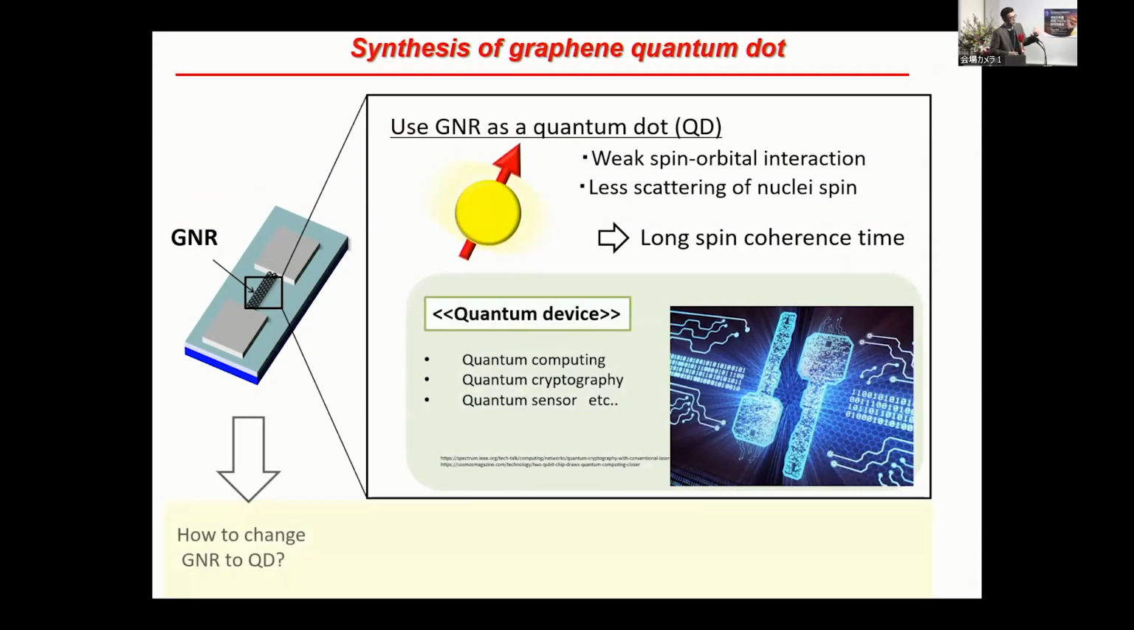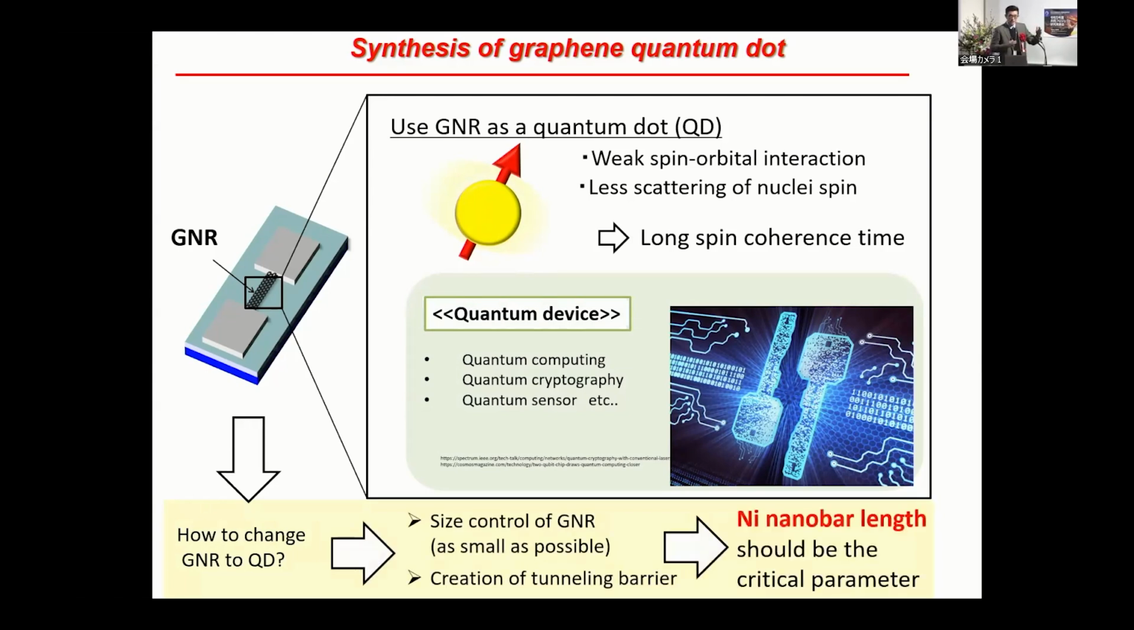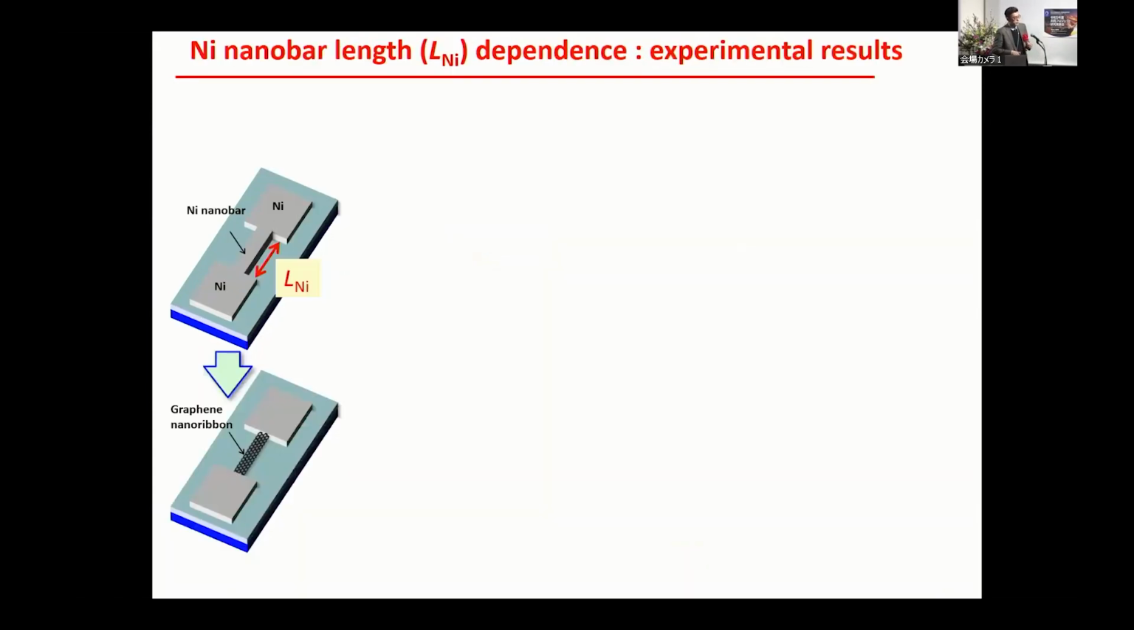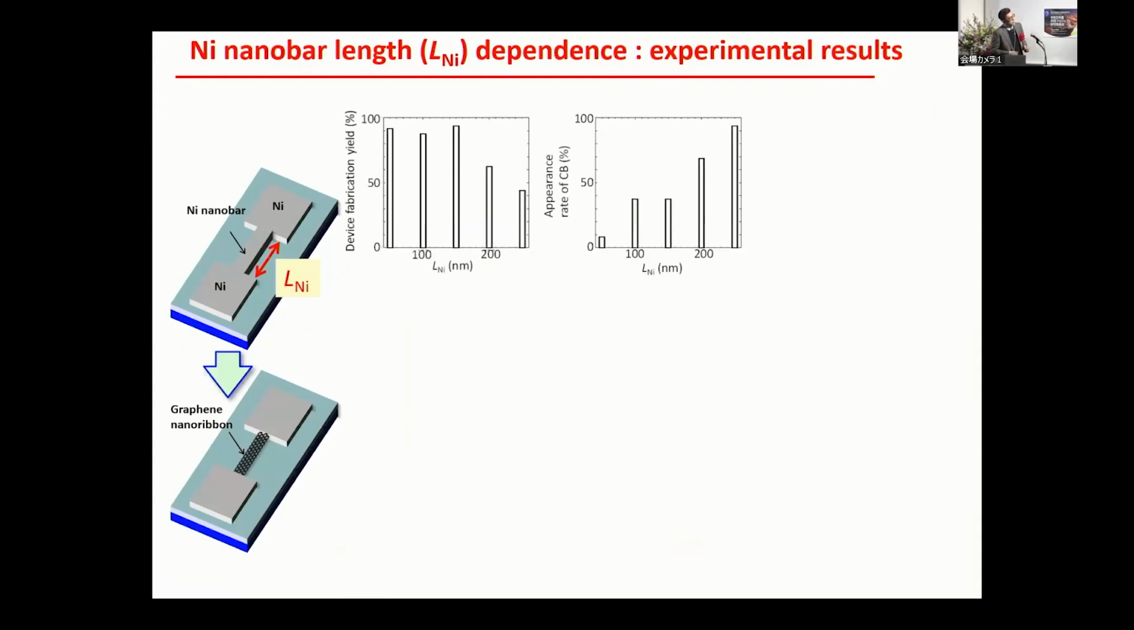Then step 2: how can we change this 1D shape to 0D? The easiest way is to just make it short, as short as possible. So first we focus on the length of the initial nickel nanowire. By making it shorter and shorter, we try to form a 1D to 0D dimensional transition. And here's typical data of the device fabrication yield as a function of the length of the nickel. With increasing nickel length, the fabrication yield slightly decreases.